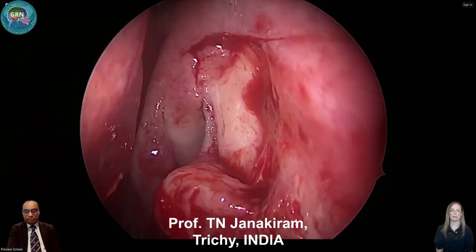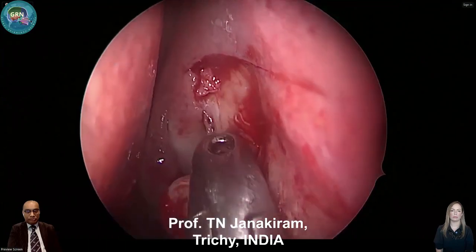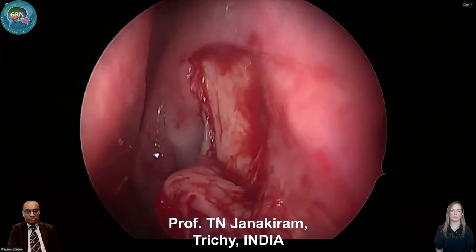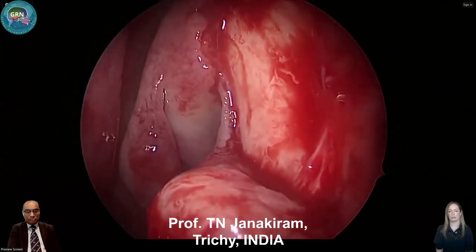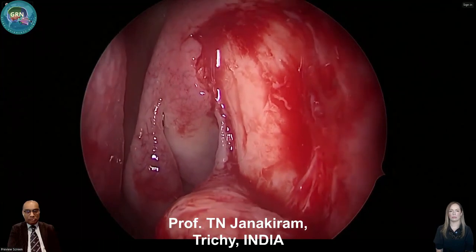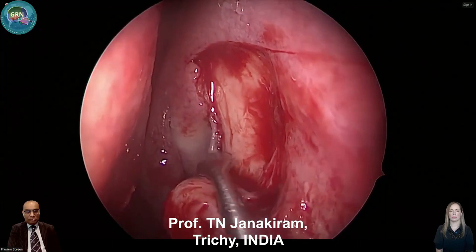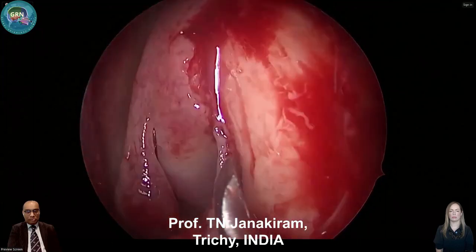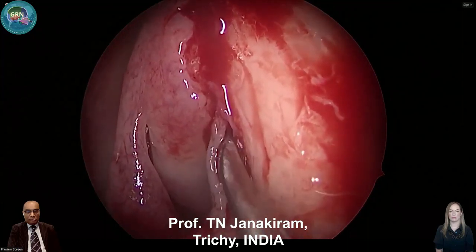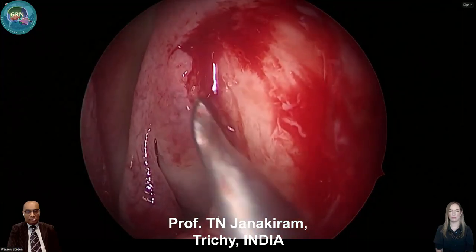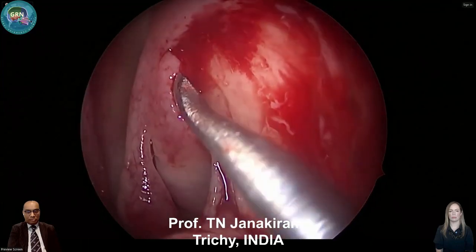Now I'm going to remove that small piece of mucosa out. So that's where the sac is going to be. And the next is, give me an elevator. So I'm going to elevate a flap posteriorly. See, inferiorly, I have raised this flap. Then I'm going to raise a flap here. See that? This is a medialized uncinate process, and I'm raising that flap posteriorly. So these are the two flaps which I always raise when I do a DCR.